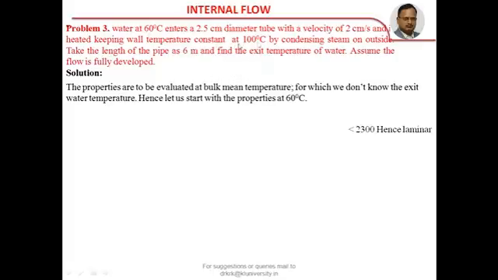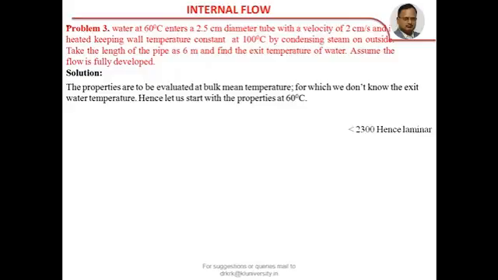Another problem. Water at 60 degrees enters a 2.5 centimeter diameter tube with a given velocity and is heated keeping the wall temperature constant at 100 degrees by condensing steam. Take the length of the pipe as 6 meters and find the exit temperature of water. Assume the flow is fully developed. Now again, water enters at 60 degrees. We don't know what temperature it is leaving at, but the surface temperature is maintained constant at 100 degrees centigrade.